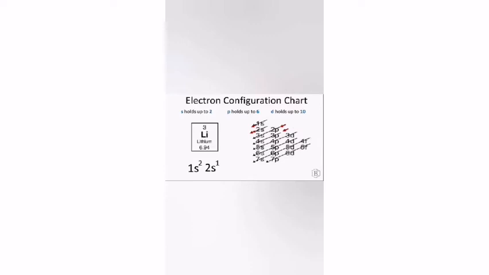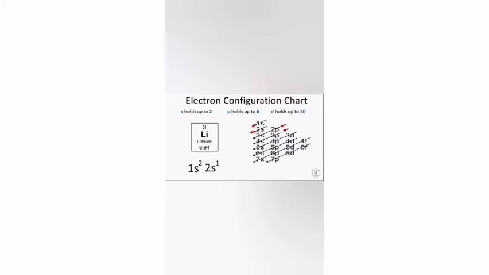So we can start with the table and we go down the 1s row that gives us the 1s orbital, and s orbitals can hold up to 2 electrons. So we can put those 2 electrons there as the superscript to show that we have 2 electrons in the s orbital.